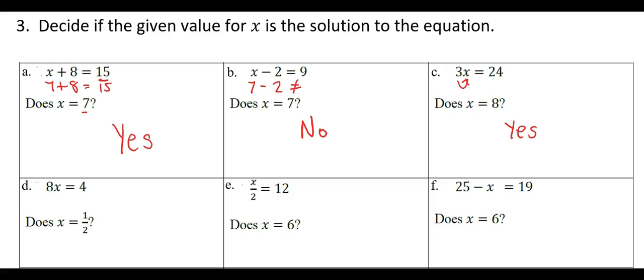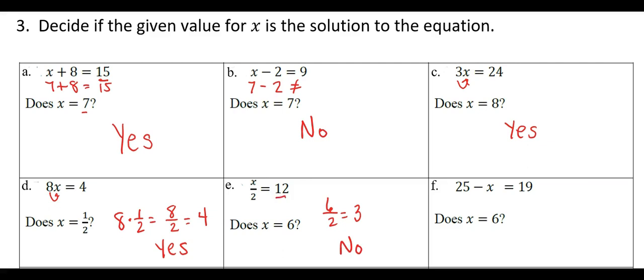In question D, I have 8 times x equals 4. Does x equal 1/2? Well, 8 times 1/2 equals 8 halves, which equals 4. So yes, in this problem, the x equals 1/2. In question E, we have x divided by 2 equals 12. Does x equal 6? Well, 6 divided by 2 equals 3. So no, x does not equal 6 because it doesn't give us a solution of 12.